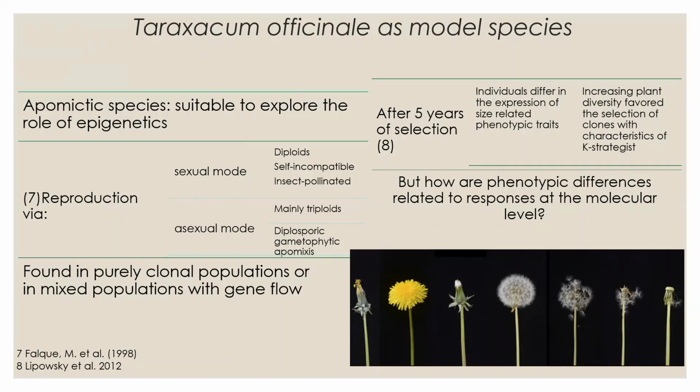Some work has already been done using Taraxacum officinale from the Jena Experiment. In particular, the individuals were coming from after 5 years of selection, and the individuals actually differed in the expression of size-related phenotypic traits after 5 years of selection.